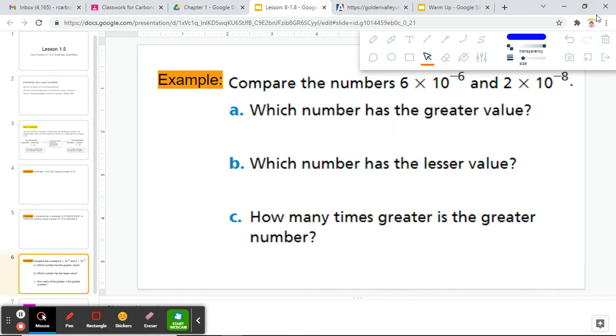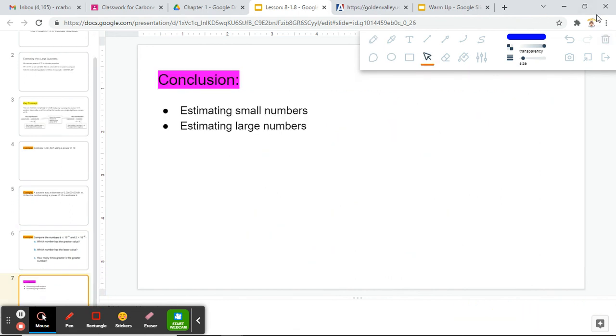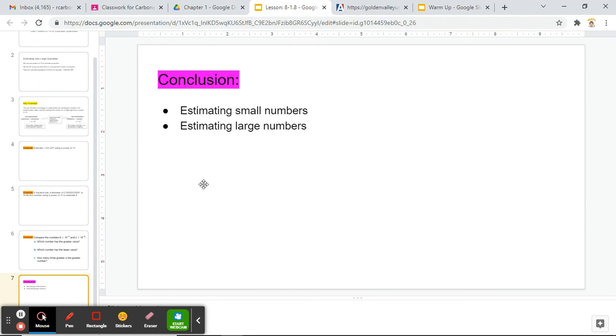All right, so make sure we're writing a conclusion today. Today we learned about estimating small numbers and estimating large numbers. So make sure you get a 2-sentence conclusion down here.